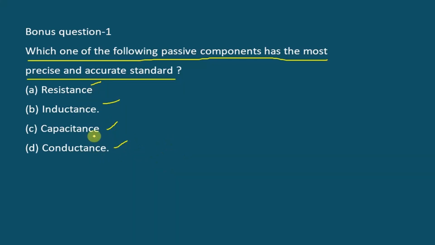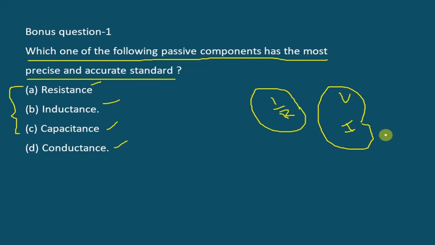So basically what is conductance? That is the inverse of resistance. So this is not a component, this is a value. But these three terms, that is resistance, inductance and capacitance, all are passive components. Now what is an active component? That is the voltage source and current source. So these are called the active components.